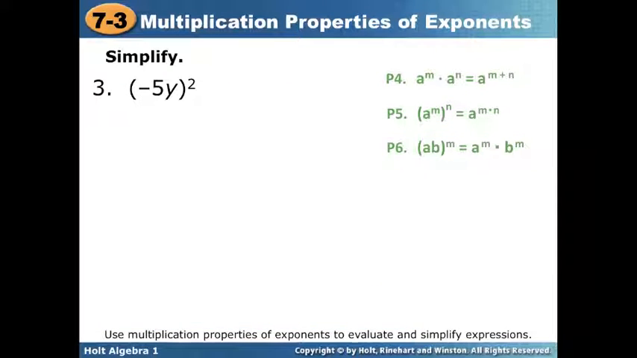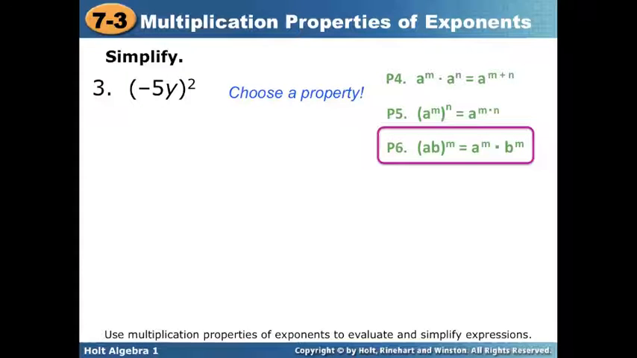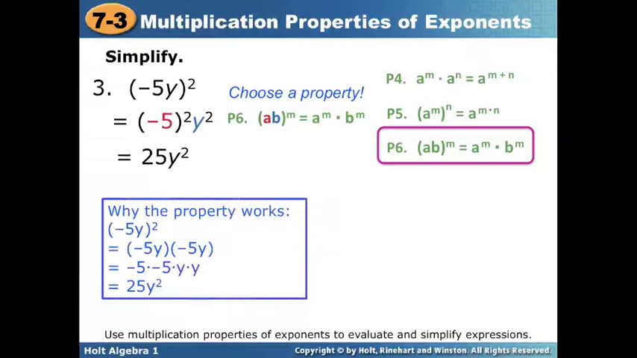Example number 3. We have negative 5y, all of that squared. Look at the properties and determine which one we'll use. Notice this one is property number 6. You will apply the exponent to each factor. So the negative 5 is squared and the y is squared. Notice the -5 is in parentheses, and that will be important for correctly simplifying your answers. -5 squared is 25. So our final answer is 25y squared.